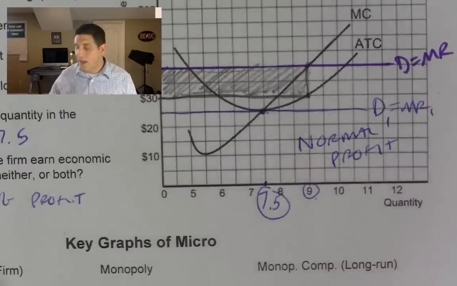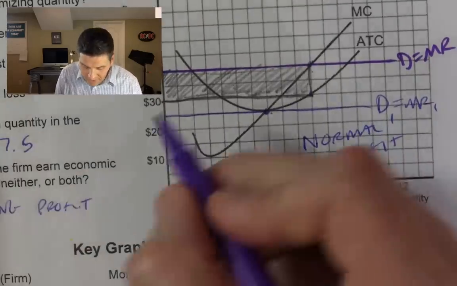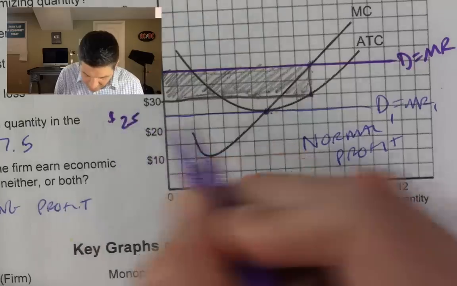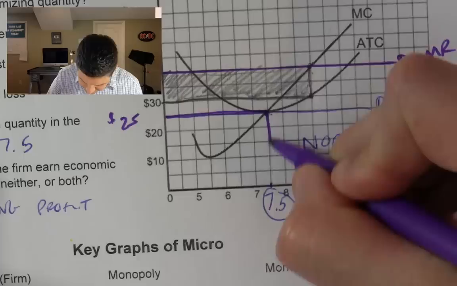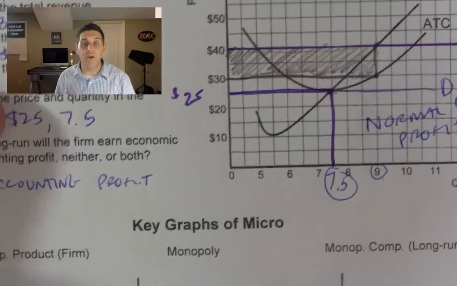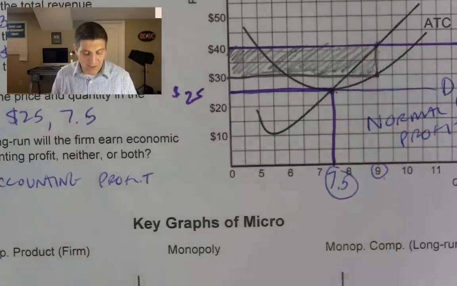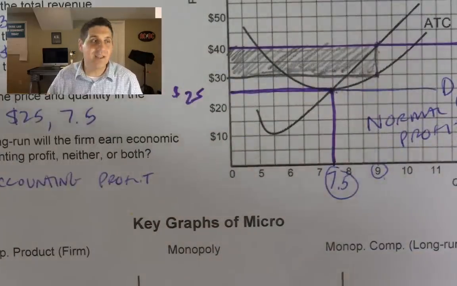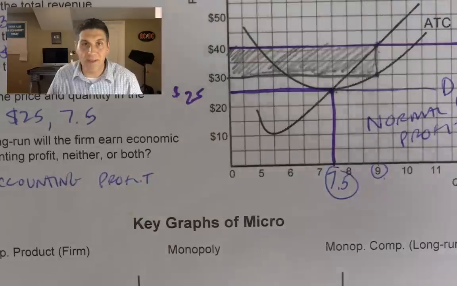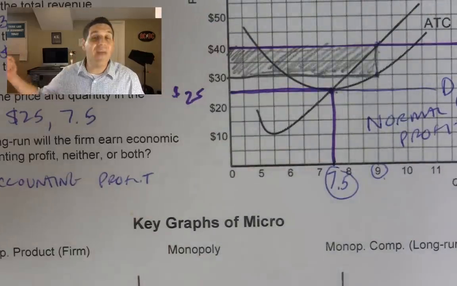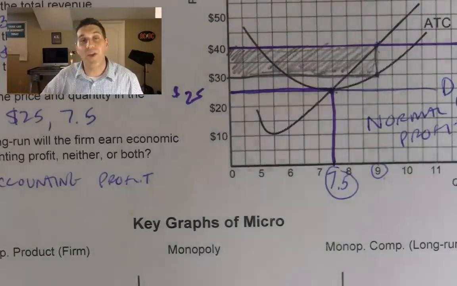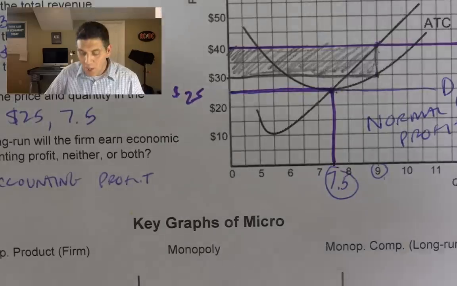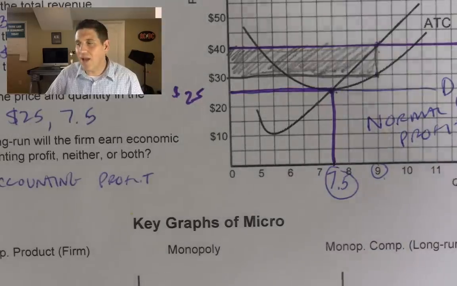So this firm right here in the long run, right? This is after the price fell down to 25. That box right here, which is the total revenue, is equal to the total cost. But that total cost includes opportunity cost. It includes the time and energy it takes to run a business. It includes the money they would be making doing the other thing that they stopped doing to do this job. So it's not like they're making a loss, right?